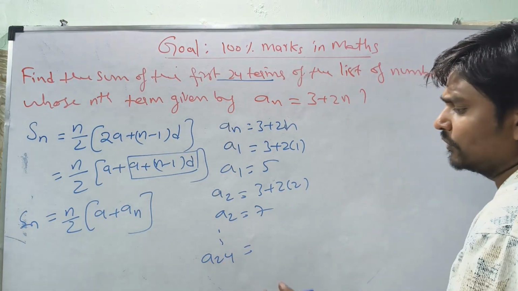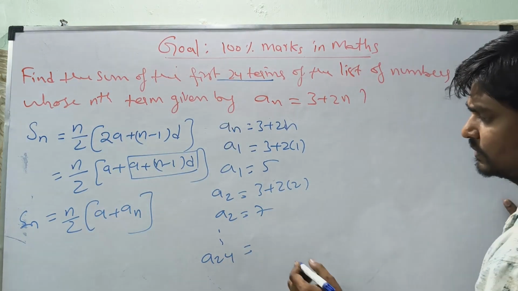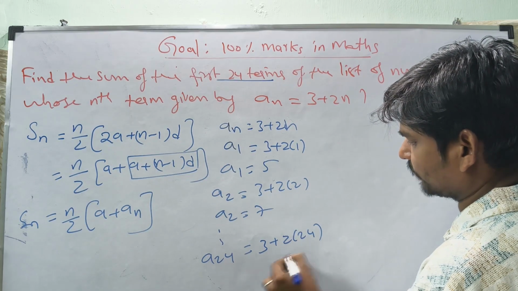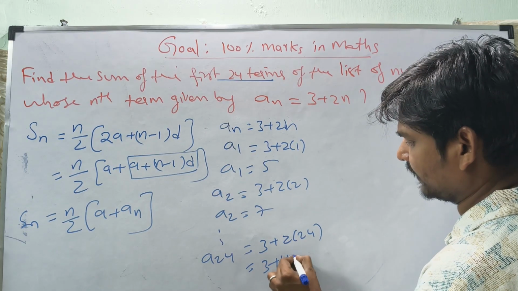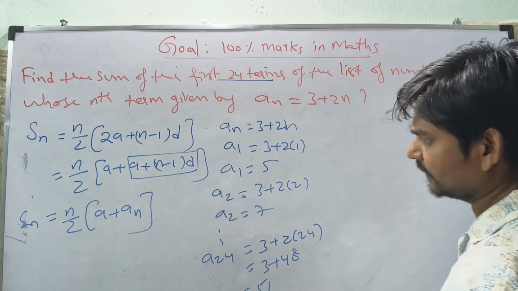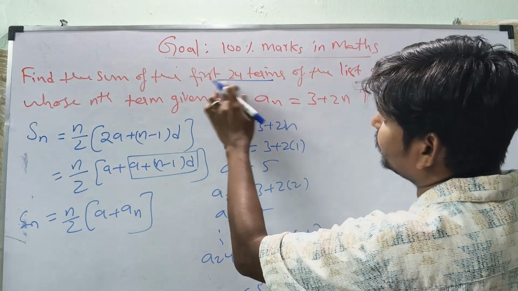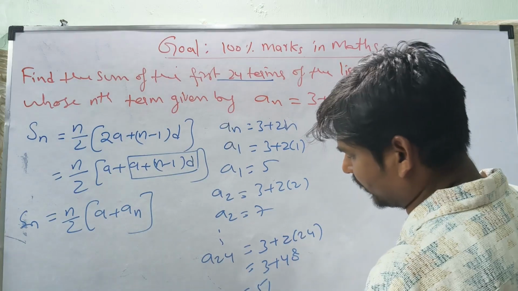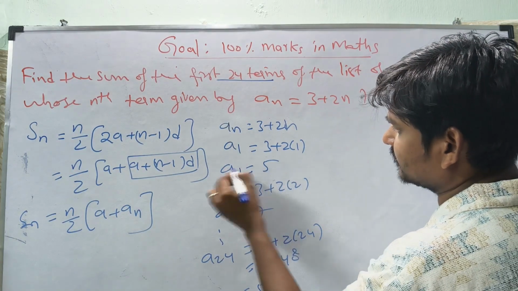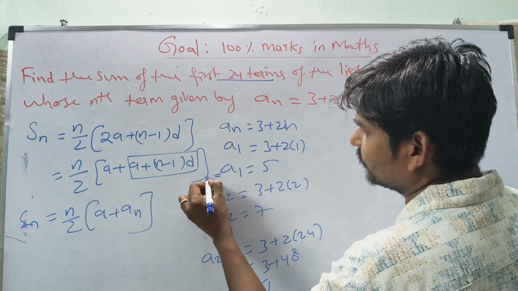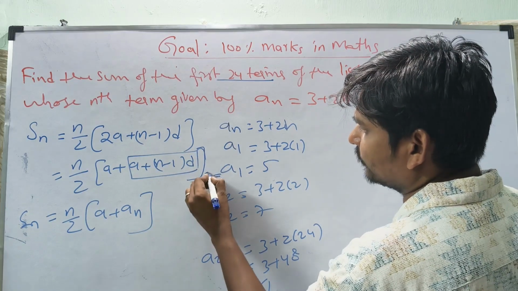Yeah, and so on, a24. Why am I taking up to a24? They are asking for the first 24 terms. Now 3 plus 2 into 24. From this 3 plus 48, it gives 51. Clear? Now here the last term of this AP is what? The 24th term only. So an we know already. And a1 is nothing but a only.